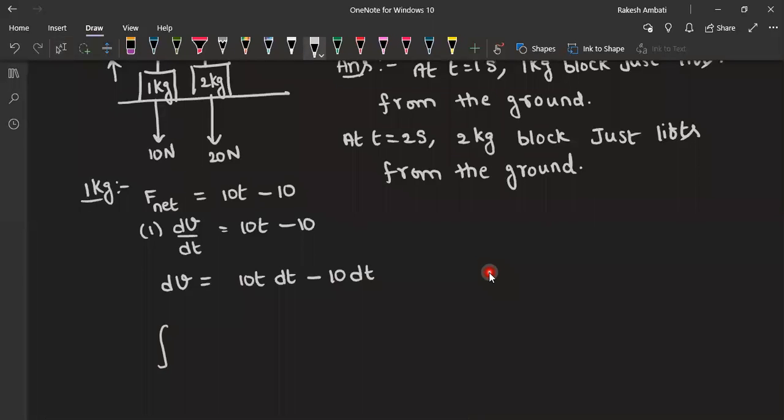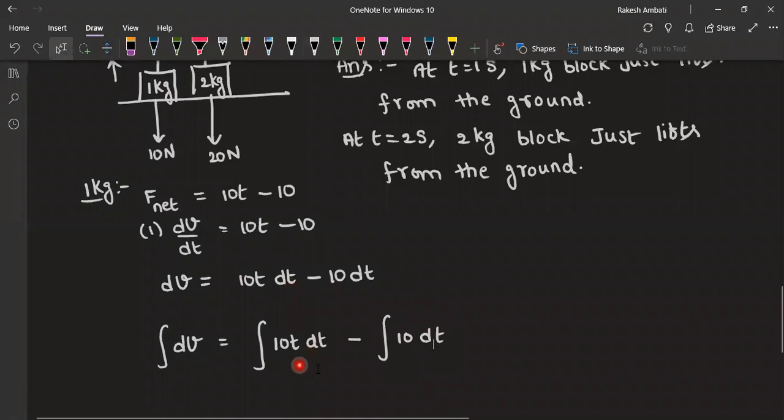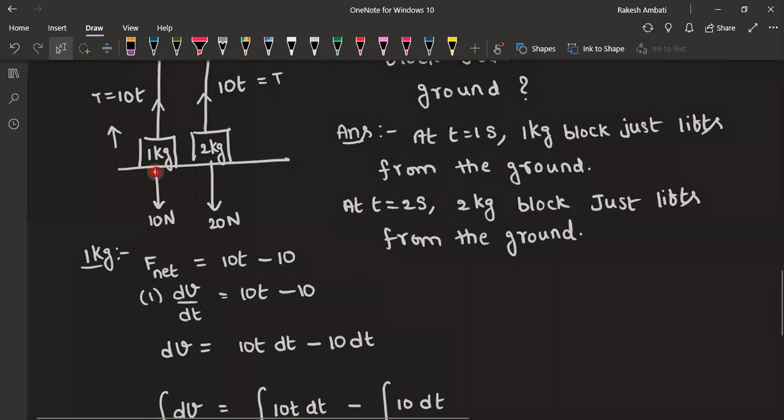So by integration, integration of dv equals integration of 10t dt minus integration of 10 dt. On the right hand side, this integration is with respect to time, so we have to write time limits. What is the lower limit of time, 0 second or 1 second? The lower limit is 1 second, and the final limit is 2 seconds, because 1 to 2 are the limits.